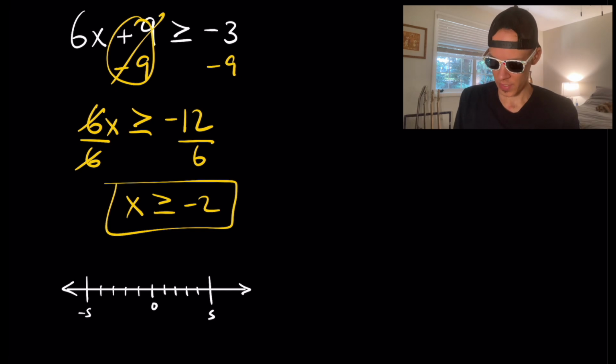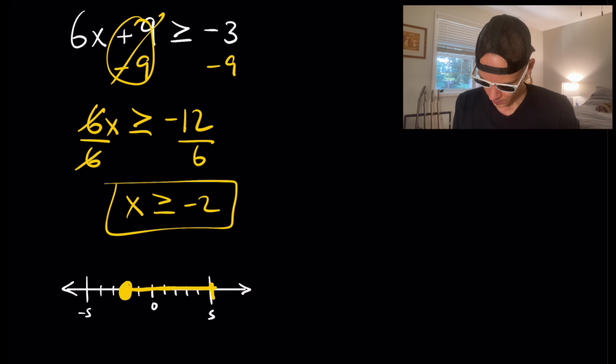solution for this inequality. And then to graph it, we just find negative 2 on the number line. And this time it's going to be a fully colored in circle because we have this greater than or equal to. And then we'll draw our arrow to the right like that. And again, we can test a couple points if we want.